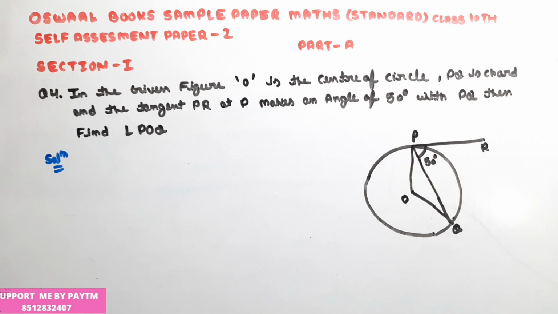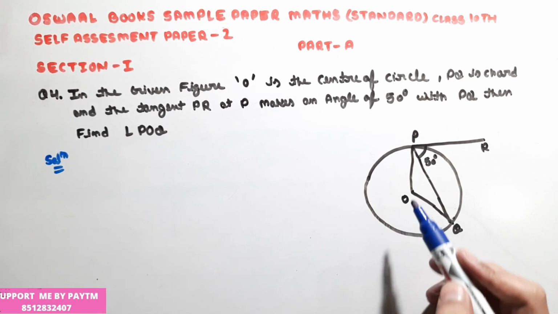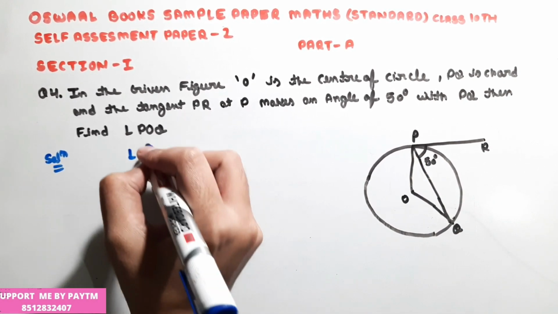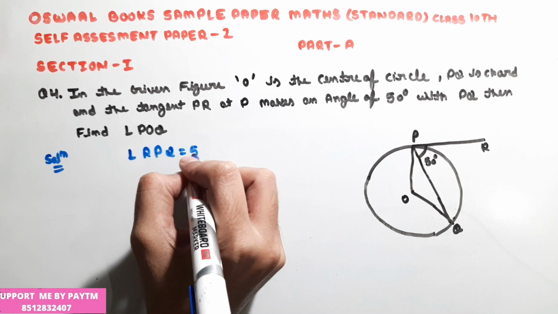Question number 4. In the given figure, O is the center of a circle, PQ is a chord and tangent PR at point P makes an angle of 50 degree with PQ. Then find angle POQ. In this problem, we have given a circle whose center is O. We have to find angle POQ. We have given that angle RPQ equals 50 degree.